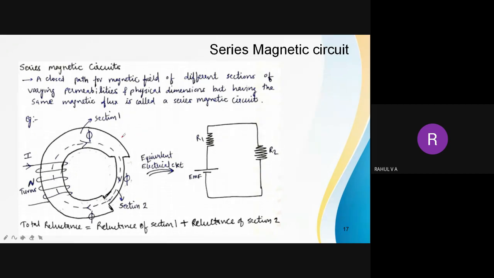So similar to that, you can see a cross section where a winding is wound on this material, and you can see that the flux which is flowing out of this coil has to go through two different areas. So one is this section, the first section with area A1, and then we have another section with area A2. So it is like two types of components.